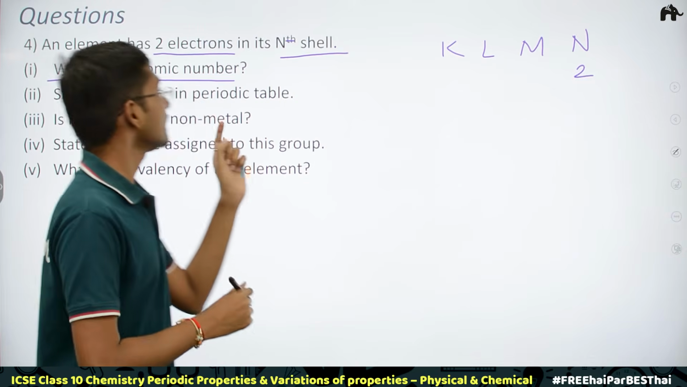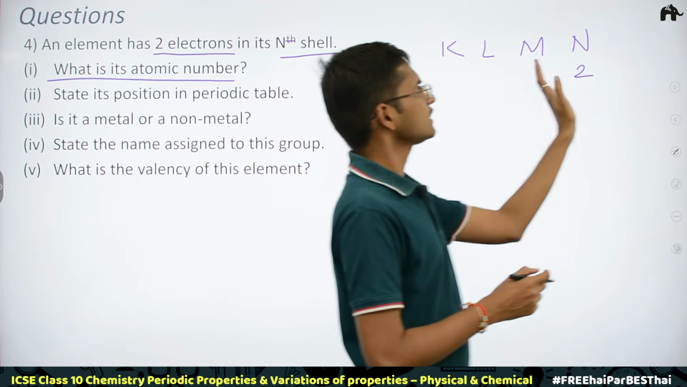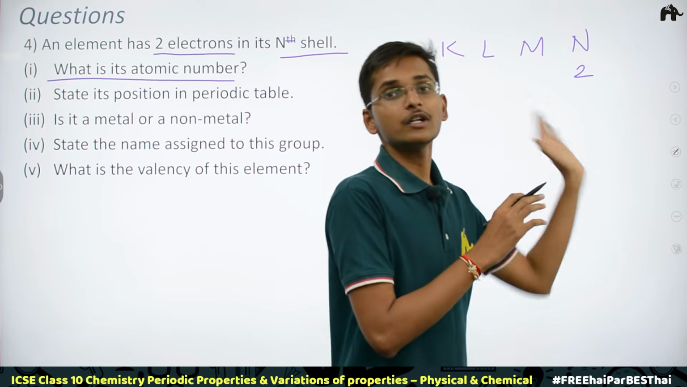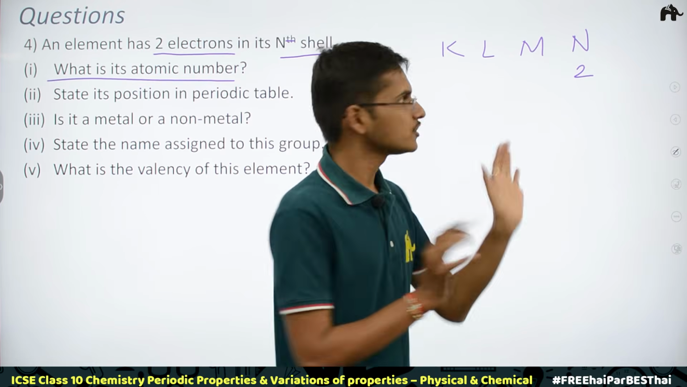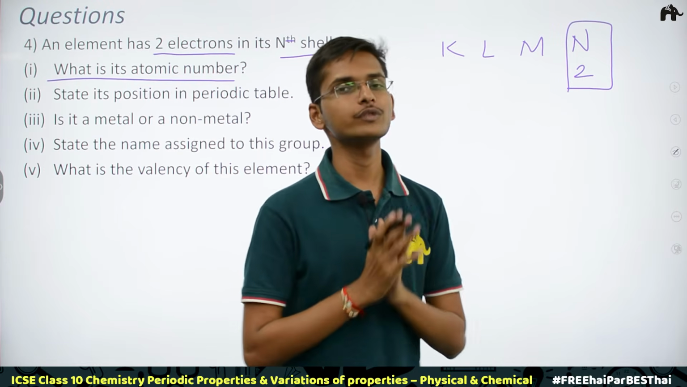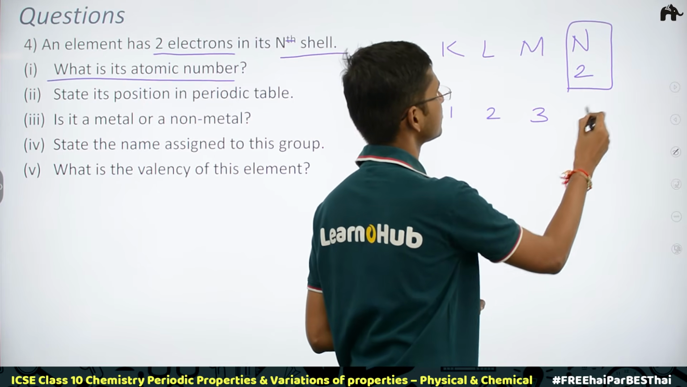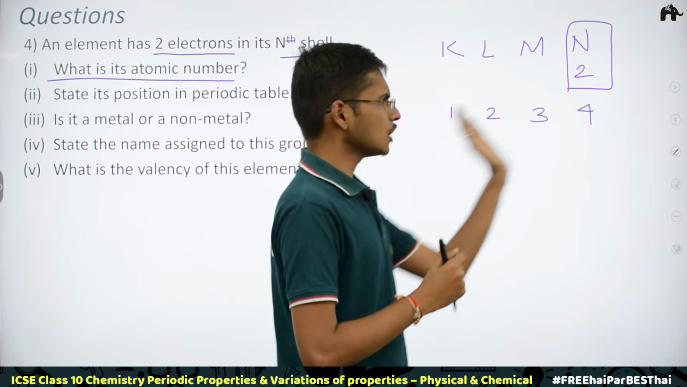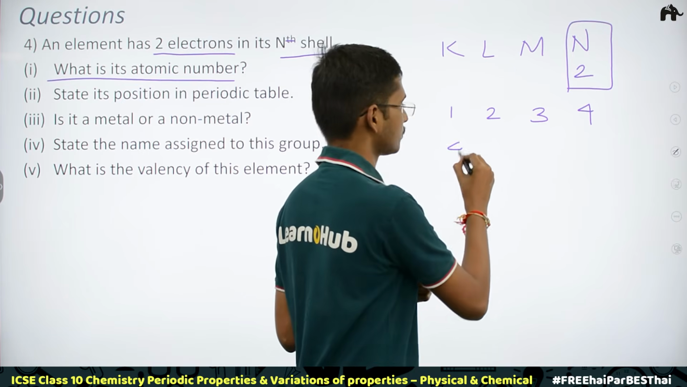They have said that there are 2 electrons in the N shell. So it's very clear that beyond N there would be no shell. Suppose the O shell has no electrons. This means that the N shell is the outermost shell. Now the outermost shell has 2 electrons, and this means shell number 1, shell number 2, shell number 3, shell number 4. So the element has 4 shells. We got a clue. Now if it has 4 shells, this means that the element belongs to the 4th period.